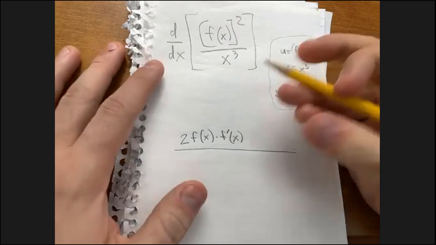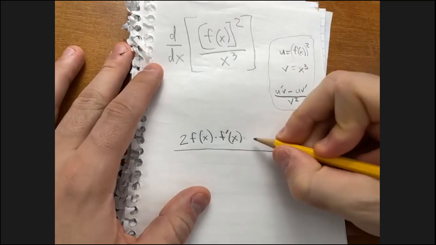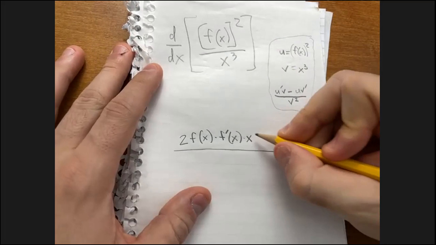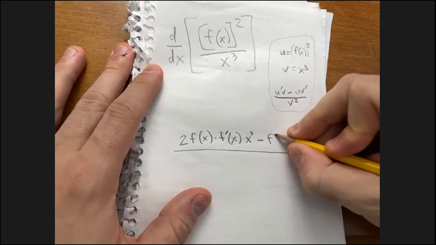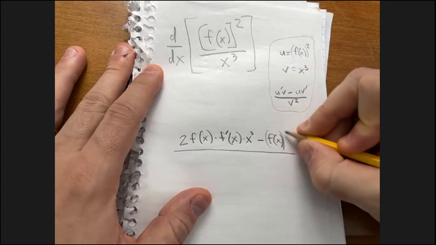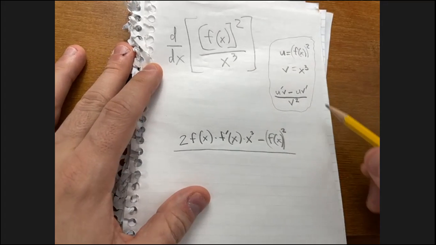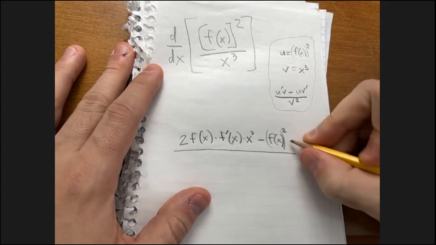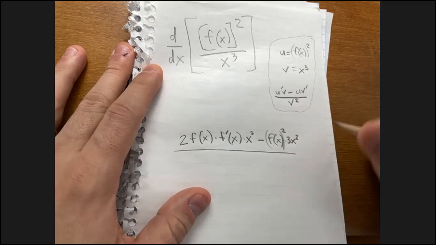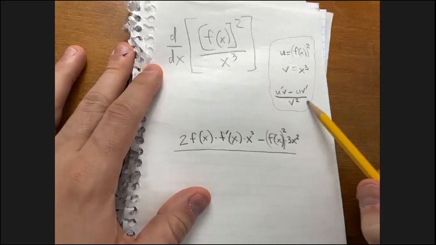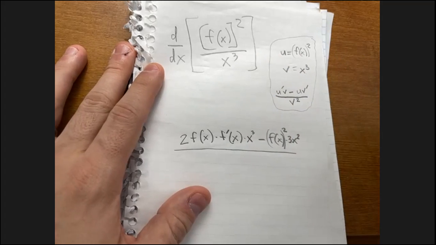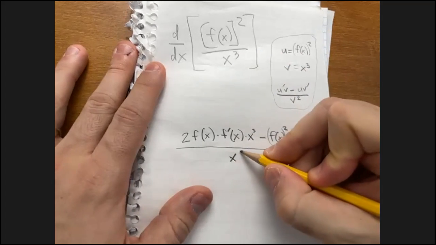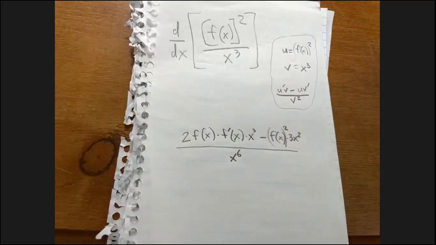Then for v, I'll just write times x cubed. Not prime, I'm sorry, just v. Minus u, I'll just write f of x quantity squared. And for v prime, I think you know that's 3x squared. And then v squared is x cubed squared, which is not x to the 5th, it's x to the 6th. Okay, that's the answer.